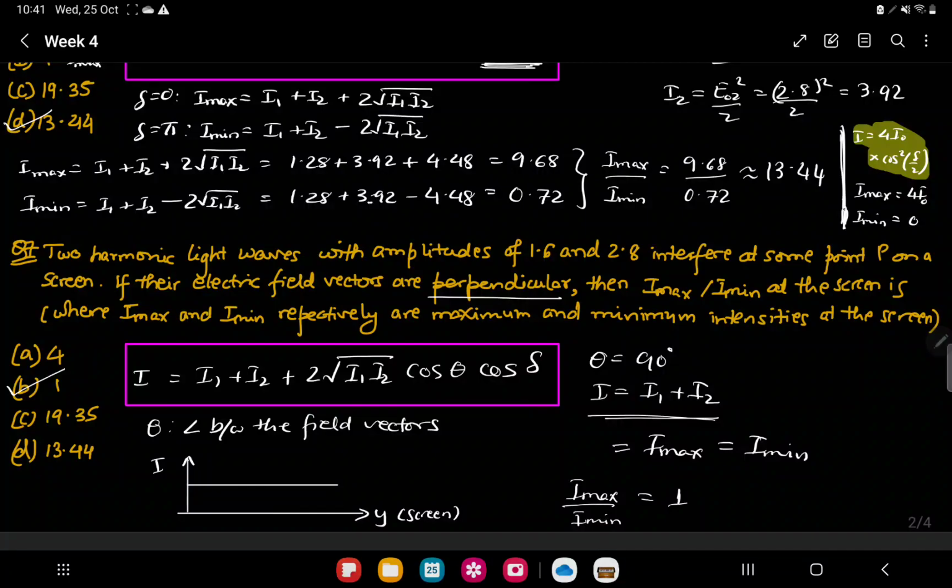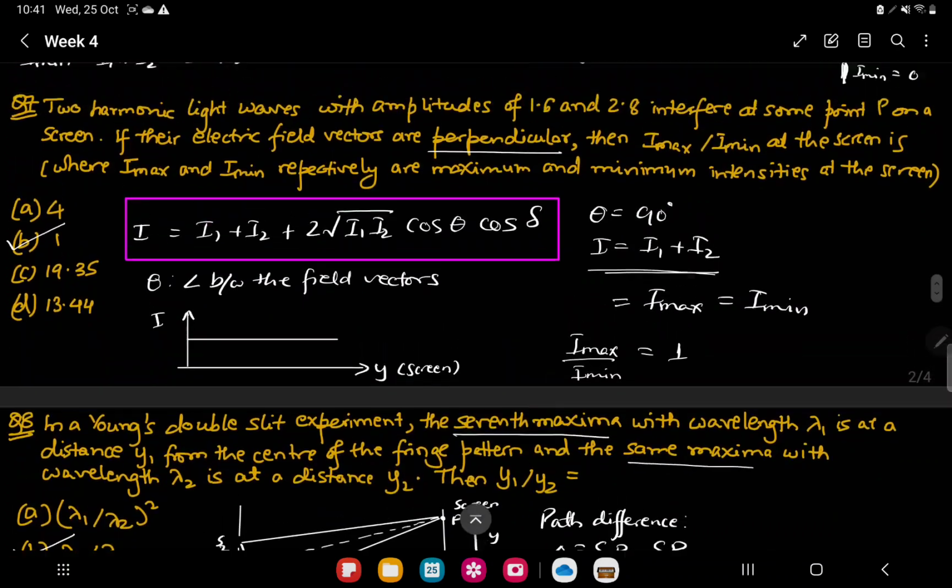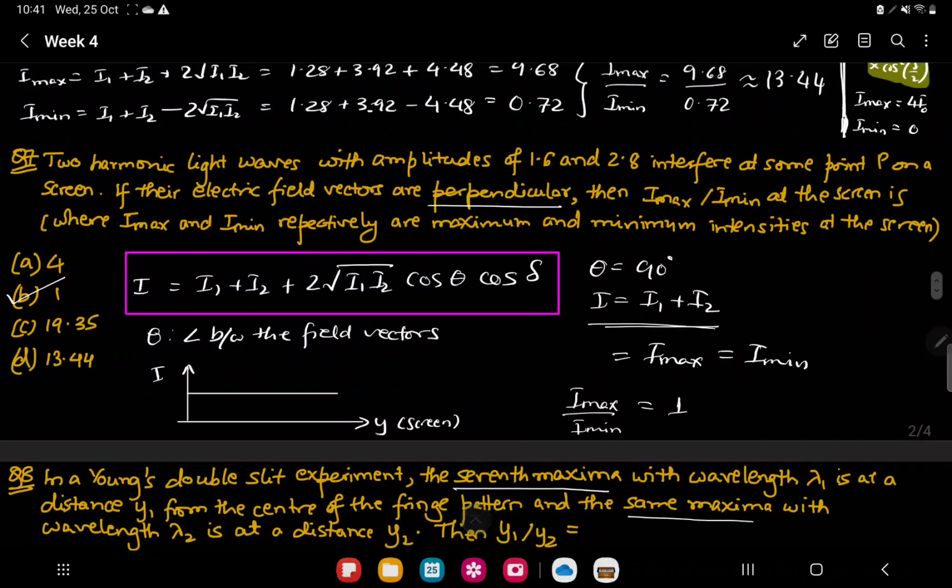Two harmonic light waves with amplitudes we are given, and the electric field vectors are perpendicular. Perpendicular meaning there would be no interference fringes, they are orthogonal. Orthogonal polarizations give uniform illumination I1 plus I2. So with uniform illumination, Imax equals Imin equals the intensity for any phase difference, because it is constant, so the ratio will be 1.